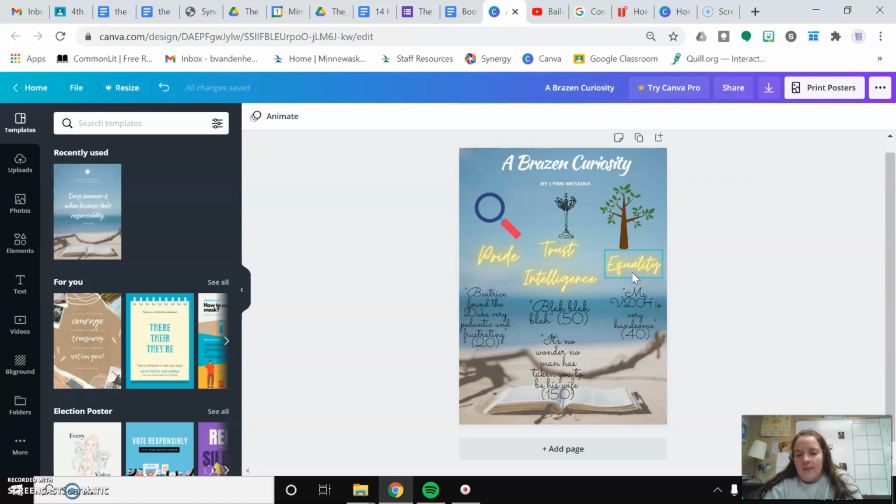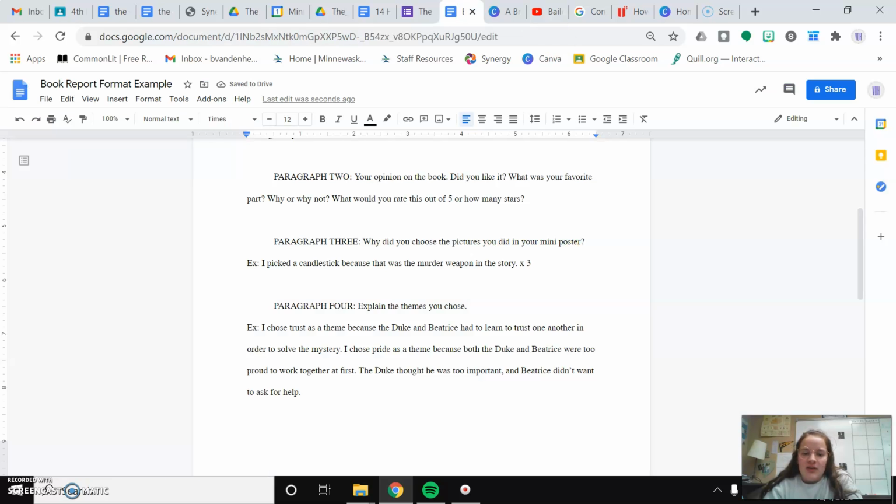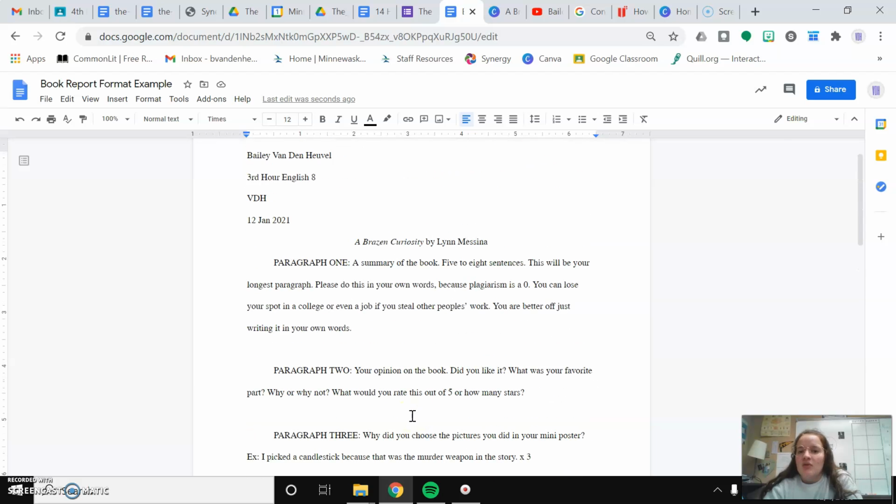Finally, equality, because during this time, women didn't have the right to vote. Women were treated basically as property by men, and so the Duke treats Beatrice as an equal, and that actually means a lot to her. And that's why I picked those themes. So I type that all up. I'm done with my paper.